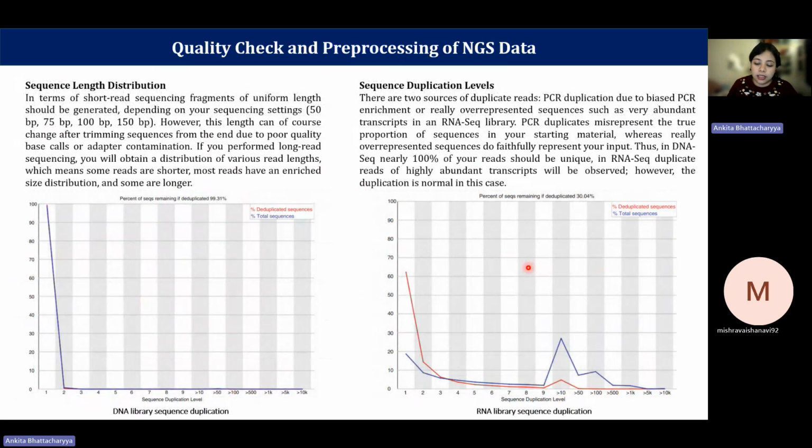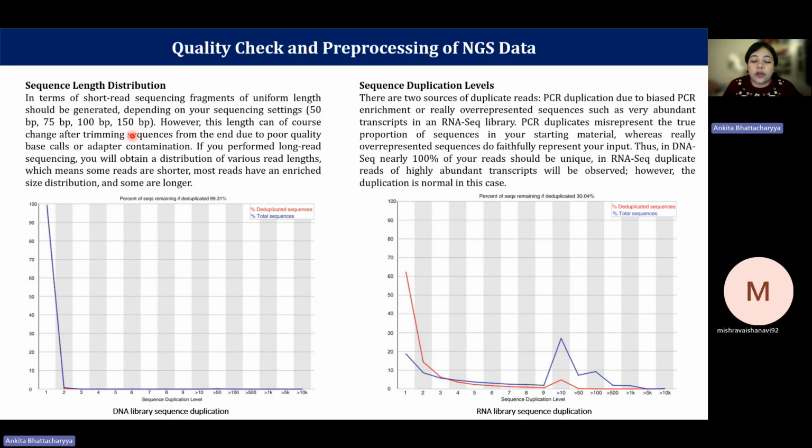And I think that was our last slide from the last class. And then we looked at sequence length distribution, whereby in terms of short read sequencing, fragments of uniform length should be generated. And after trimming, sometimes this can fluctuate, again, we'll discuss that today, because of either poor base calls or adapter contamination. And if you have performed long read sequencing, you would have a lot of variation in the sequence length.